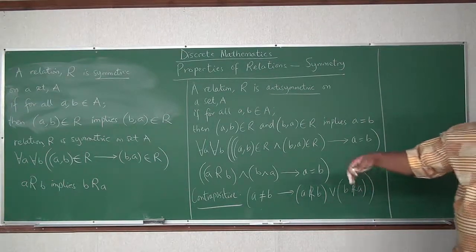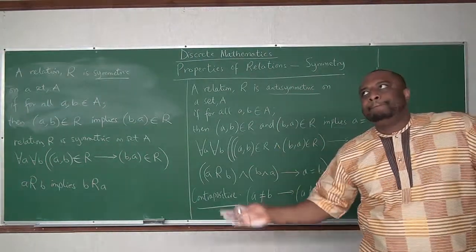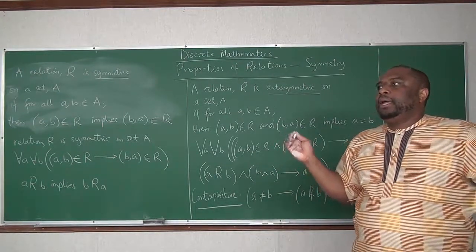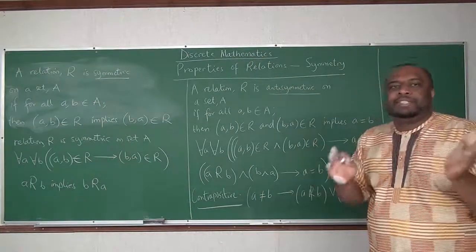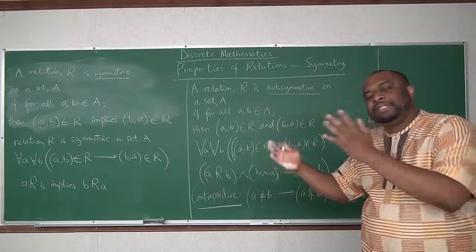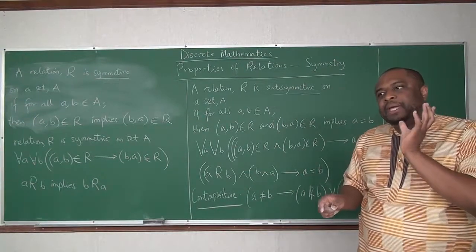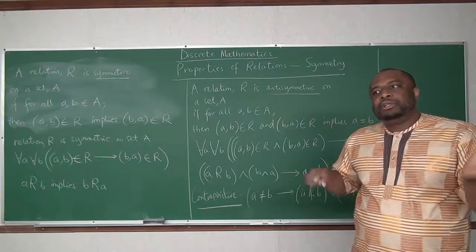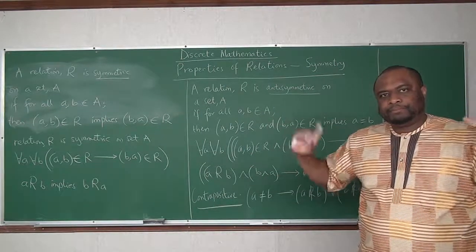You know, like when you say if John lives in Montgomery, then John lives in Alabama. The contrapositive would be if John does not live in Alabama, then John does not live in Montgomery. See that? Okay.